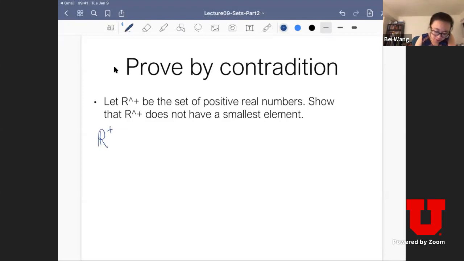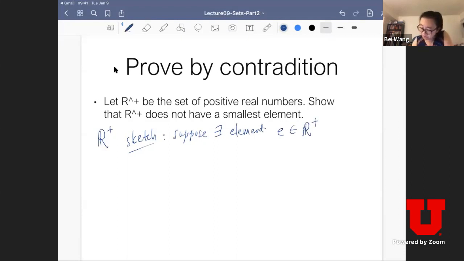So what is the sketch? The proof sketch is again by contradiction. We want to prove R plus does not have a smallest element, but let's assume there is a smallest element. So suppose there exists an element E that is in R plus, and that is the smallest.